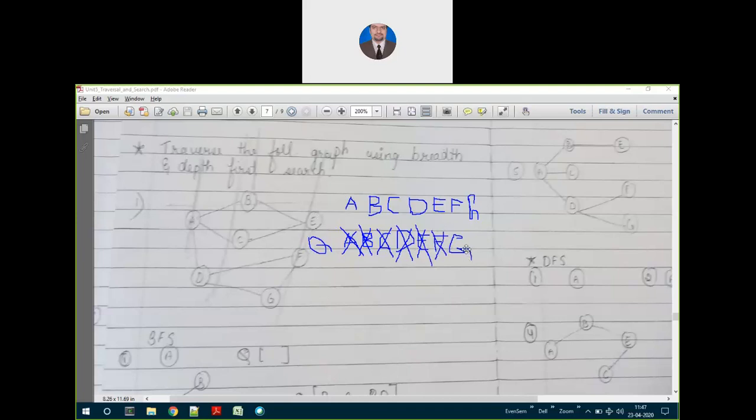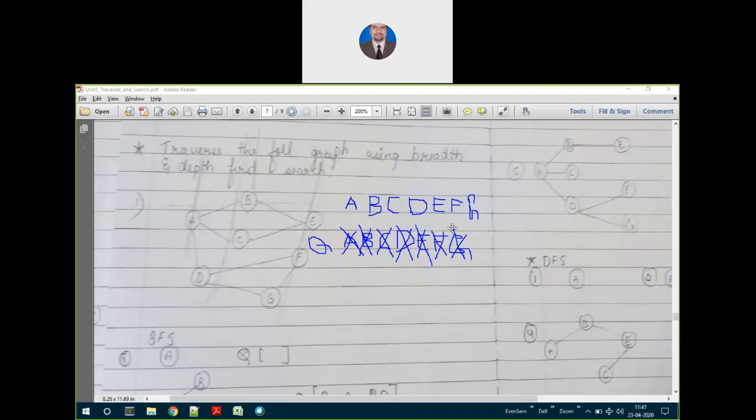Next is G. G is connected to the vertices D and F, and both of these are visited. So G is now explored. So now the queue becomes empty. All the unexplored vertices are now explored, and the BFS result we got is A, B, C, D, E, F, G.